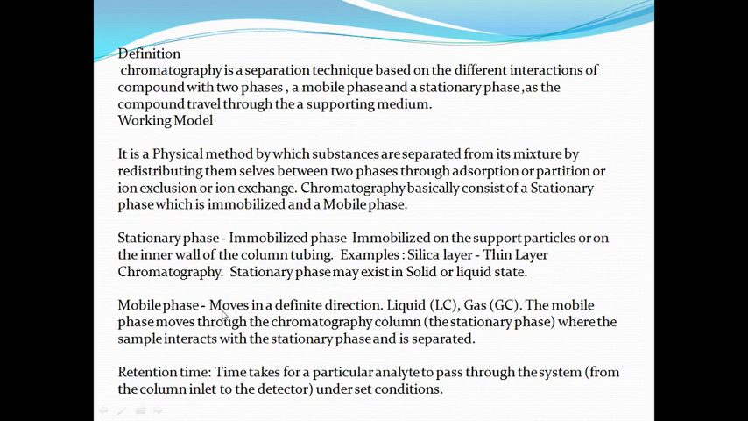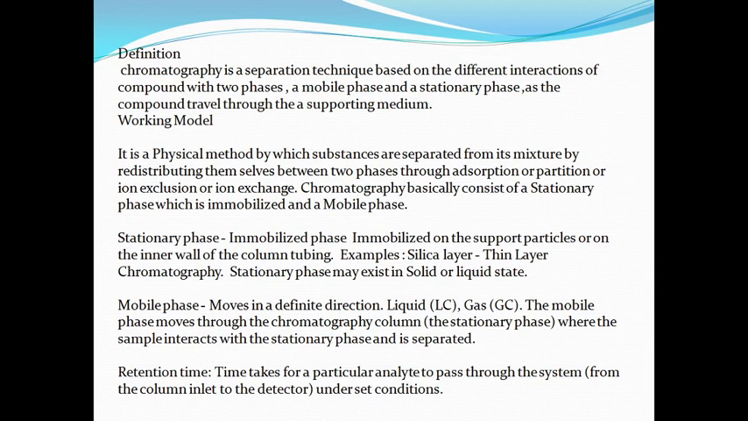Next, the mobile phase moves in a definite direction. Generally we introduce the mobile phase on the surface of the stationary phase, and then we allow it to travel in an upward or downward direction. That depends on which technique we adopt. So it may travel from bottom to top, or top to bottom, or it may be two-dimensional or radial. These are the different directions, which depend on the technique we adopted.